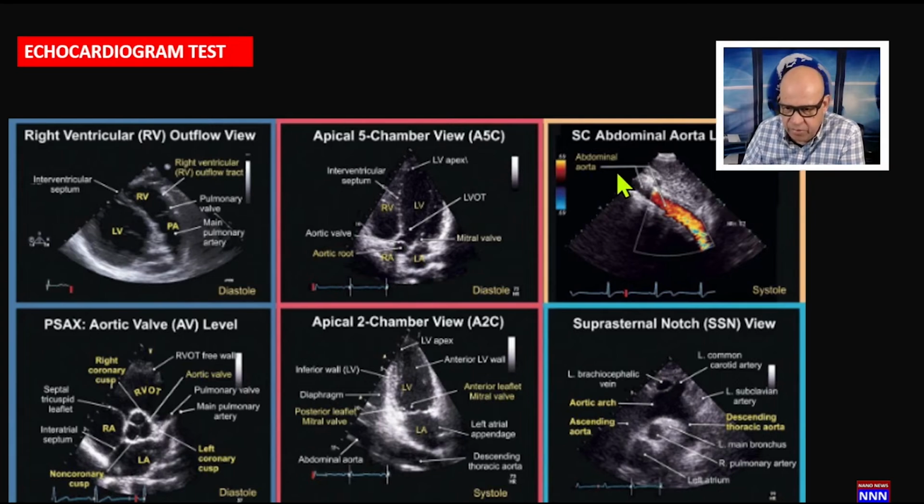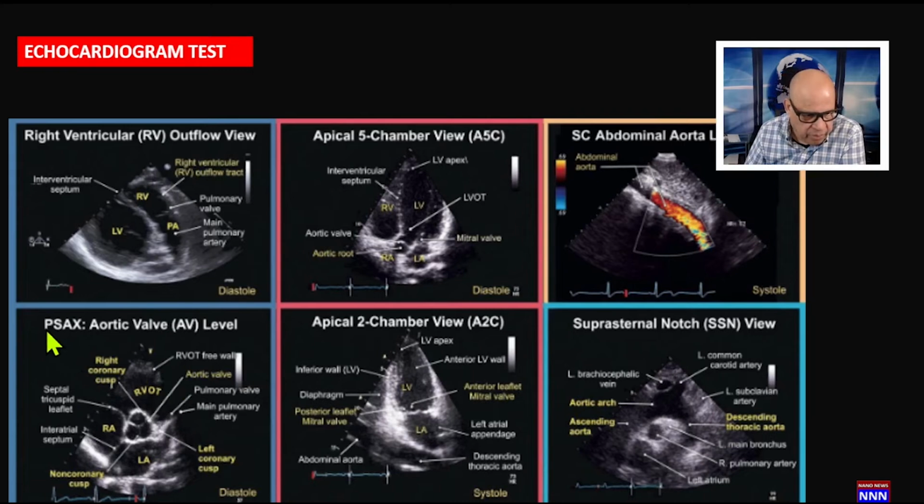Now we're going to go to the subcostal view. Subcostal view is for looking for the abdominal aorta, for any evidence of abdominal aortic aneurysms, and also looking at pulsations. It is done in a manner similar to the subcostal view, except the beam is directed directly towards the spinal column to look for the aorta, and by using Doppler we can identify the blood flow in the aorta, thus identifying the structure.